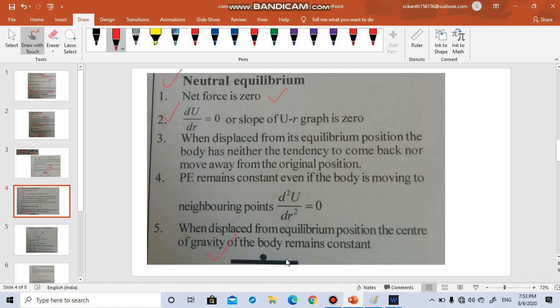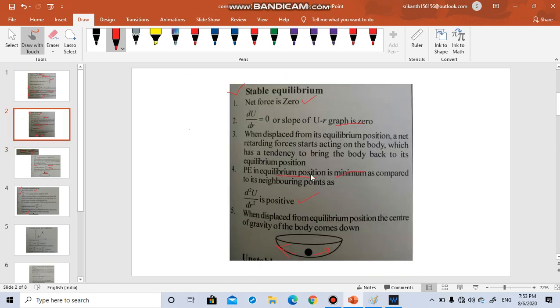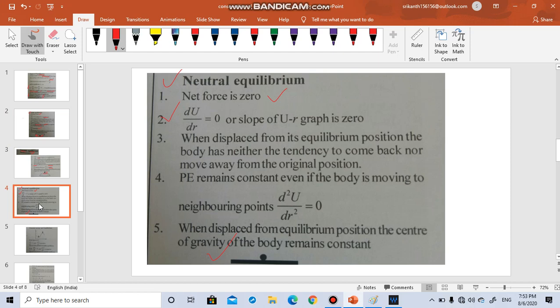Okay, moment you give force, it will move. It will never come back to the original position. Okay, here also it will never come back to its original position. But in the case of stable equilibrium, you do whatever, it will finally come to this point only. Okay, so this is the difference between these 3 types. So you should be able to identify which type of equilibrium you are dealing with.